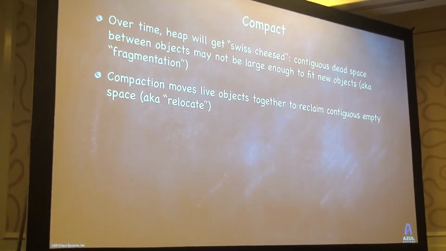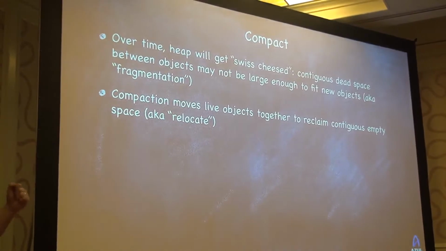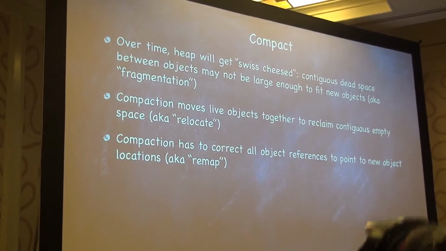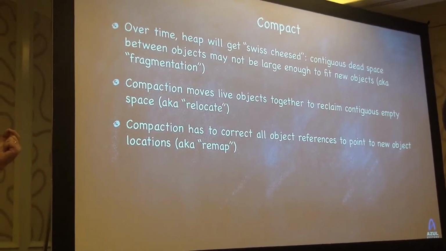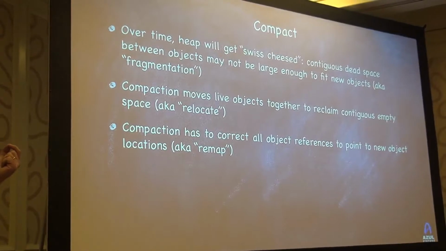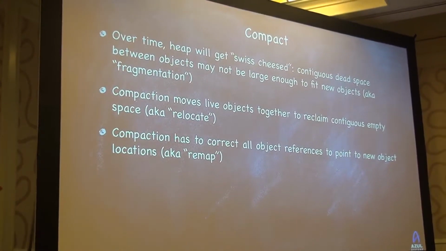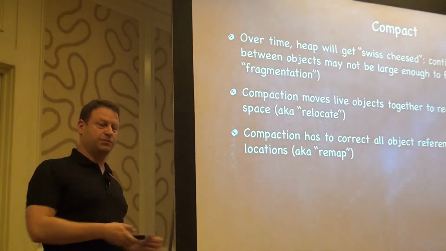Compaction moves the live objects together to retain the contiguous space, and I call that relocation, the actual movement of the object. But the actual hard work is correcting all the pointers to those objects we move. I move one object, I need to scan everything that might point to it to fix it. That's why I don't move one object. We move as many objects as we can to amortize the scanning of all the things that might point.